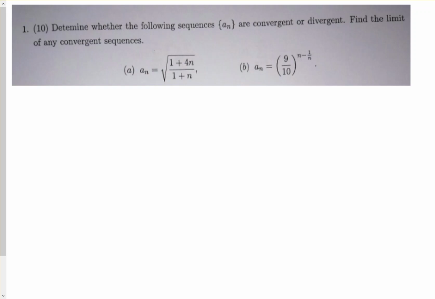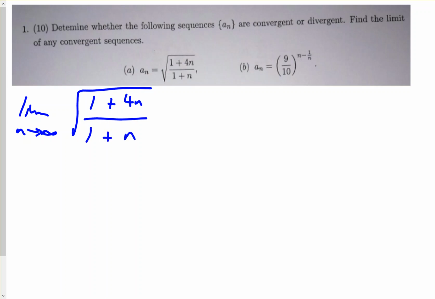We're going to look at number 1, where we talk about sequences. For this sequence, we're going to take the limit as n approaches infinity. So when we're inside the square root, I can divide all my terms by n. Okay, so I'll divide by n. It's my highest degree.